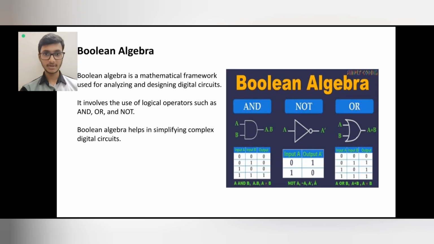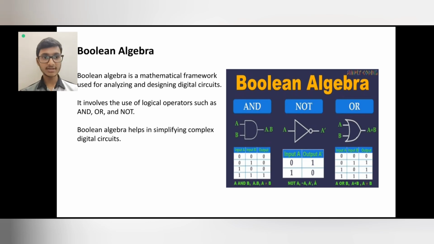Boolean algebra. Boolean algebra is a mathematical framework used for analyzing and designing digital circuits. It involves the use of logical operators such as AND, OR, and NOT. Boolean algebra helps in simplifying complex digital circuits.